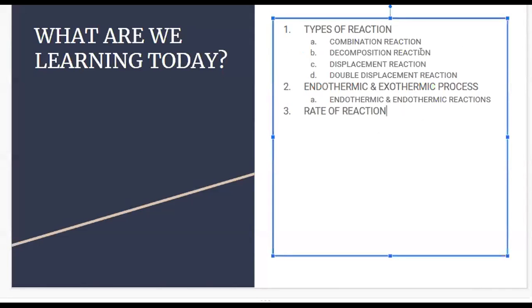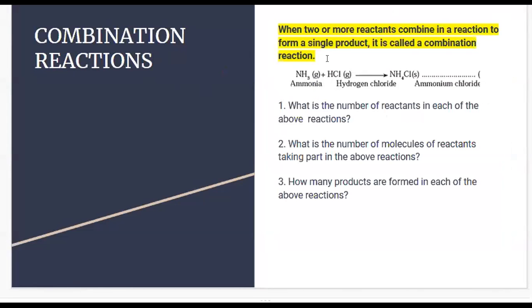Okay, these are the things that we are learning. All of this is new for you, so I need your complete presence here. Okay, we are going to go one by one. The first one that we are going to learn here is combination reactions. Combination reactions are when 2 or more reactants combine in a reaction to form a single product. It is called combination reaction. I will repeat one more time. When 2 or more reactants combine in a reaction to form a single product.